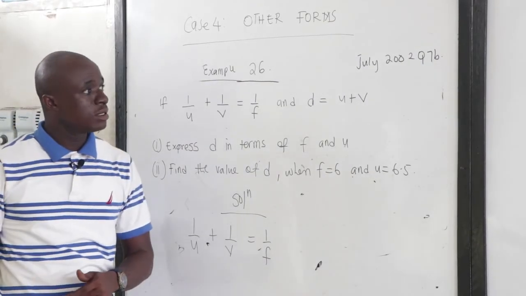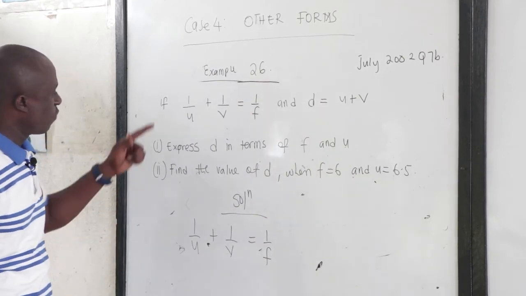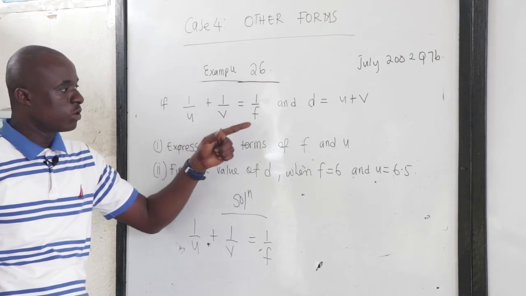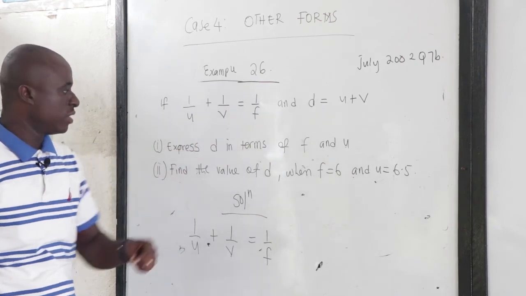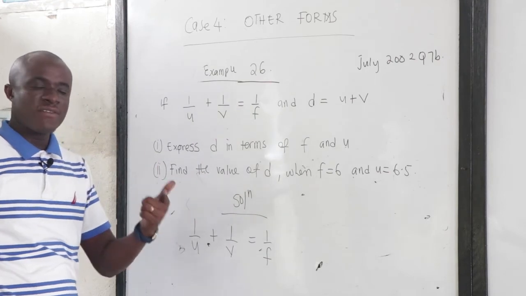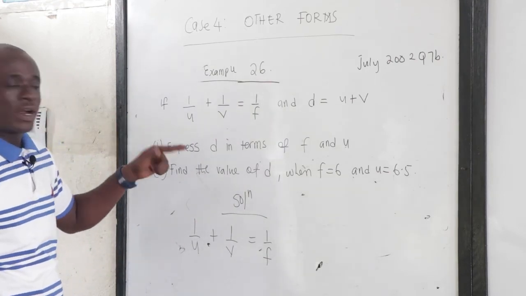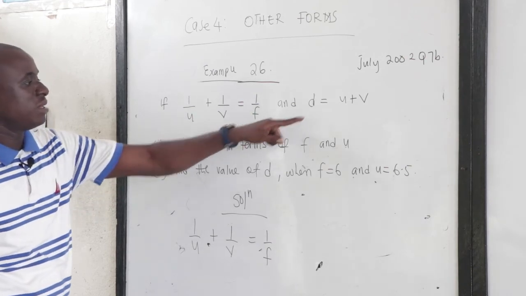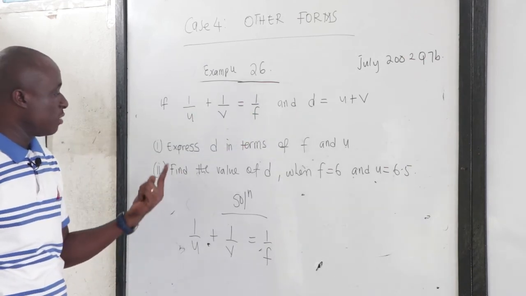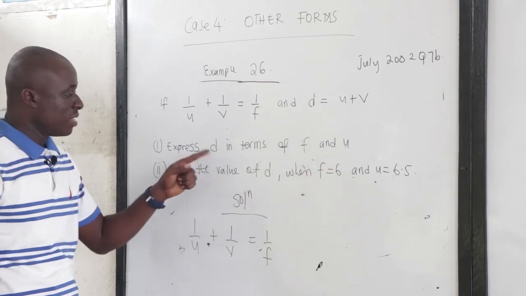Example 26. This is July 2002, question number 7b. It is saying that if 1 over u plus 1 over v equal to 1 over f and d equal to u plus v. The first one says you should express d in terms of f and u. Now we're having 4 variables, that is u, v, f, and d. But now they are saying that we should only express d in terms of f and u. It means that we make the d the subject.